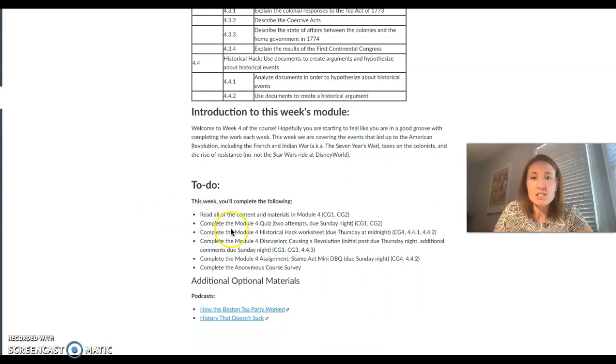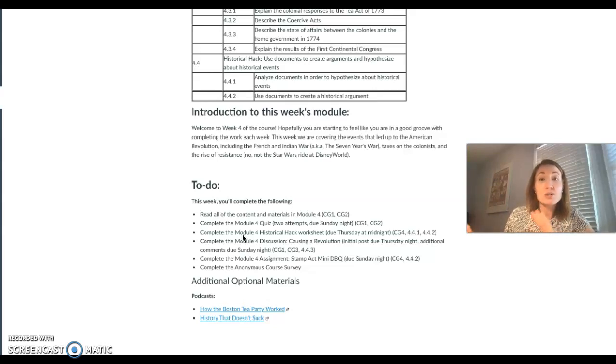As far as assignments go, we've got our historical hack. Our discussion is a simple one. As you work through the week, think about, what do you think really is the tipping point or the most significant cause? If you had to pick just one, what really leads to the Revolutionary War?